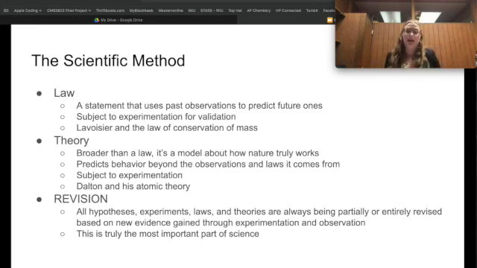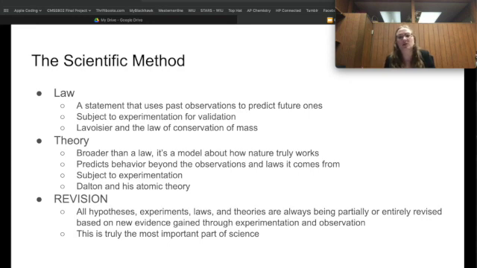Another thing you might end up settling on is a theory. So this is much broader than a law. It's a bit more of a model about how nature truly works. So you kind of go beyond those observations and beyond the law that it might come from. So they're still subject to experimentation, but it's kind of a broader thing, maybe bringing together lots of different observations from different areas. So the book talks a little bit about Dalton and his atomic theory. So when we're talking about atomic theory, we are bringing in observations and laws and ideas and thoughts from lots of different areas, and we're really trying to get down to the nitty-gritty about how nature works.